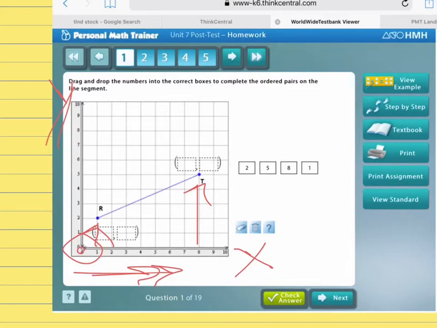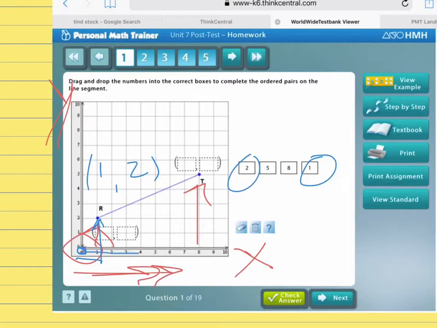Let me get a different color here. Start at the origin. Move over along the x-axis to where it lines up with point R, and then we move up. So I moved over 1, and I moved up 2. So that point R is (1, 2).